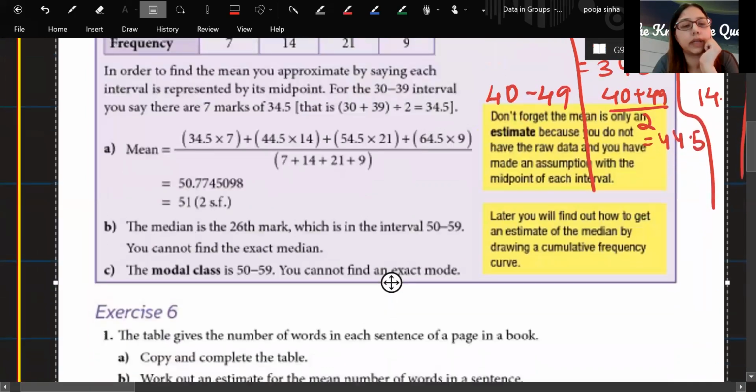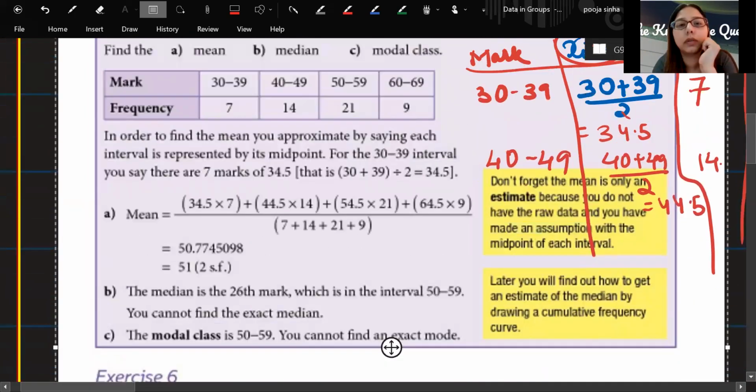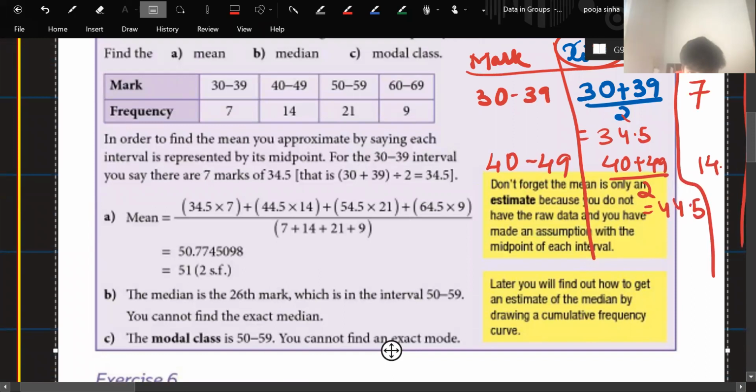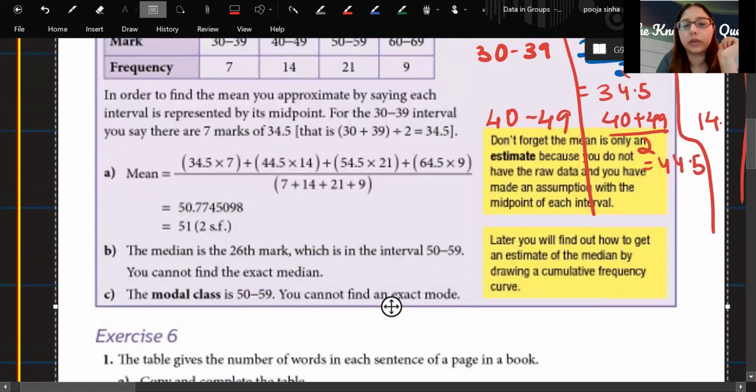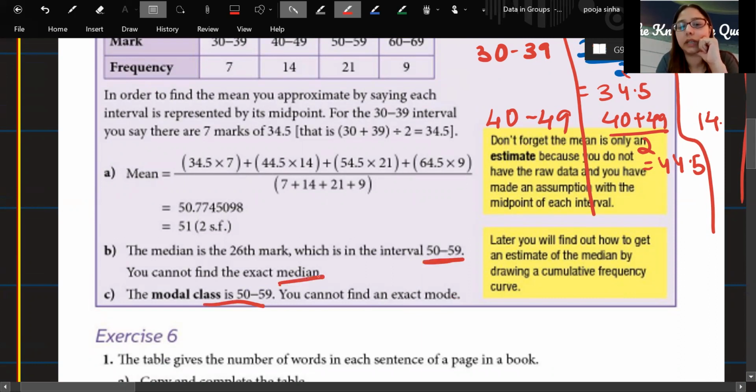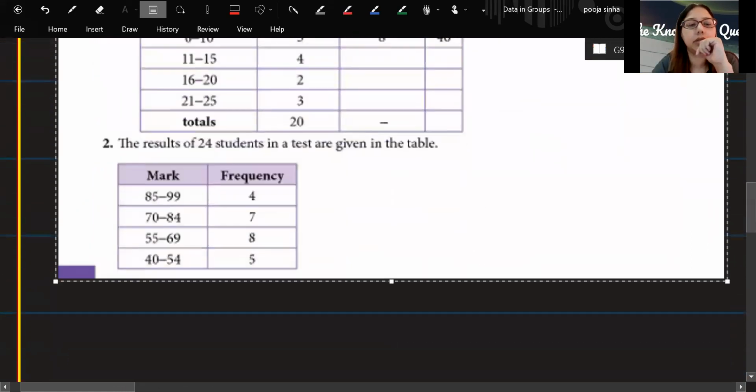Okay. Now mode is very easy for this question. What is the mode? 50 to 59. It is again a modal class. You cannot find the exact number here also. You will tell the modal class. You cannot find the exact mode, but you can tell the modal class. Similarly, you can tell the interval in which the median will occur, but you can find the mean. Clear? Okay.